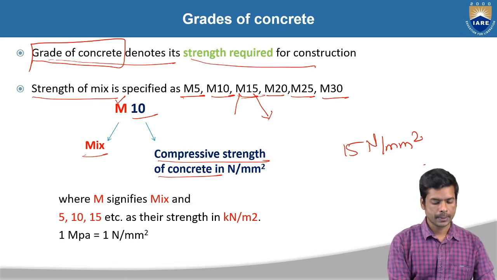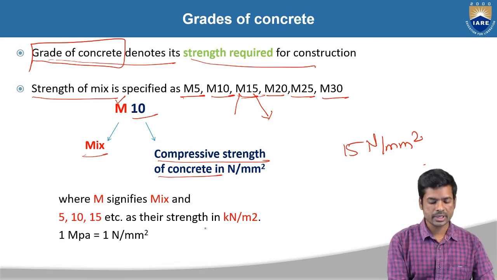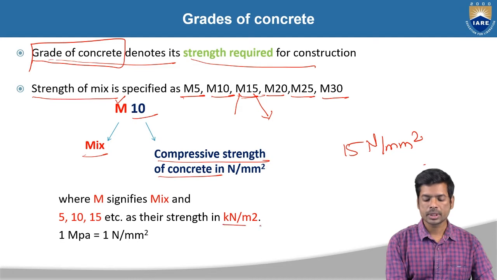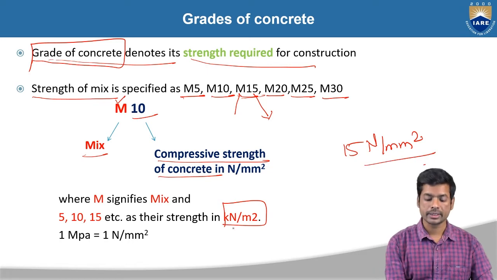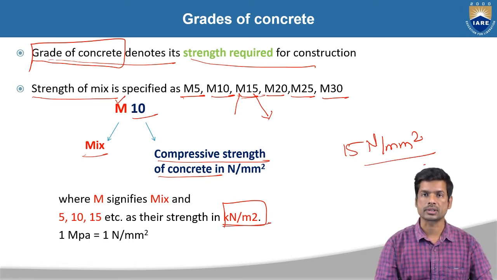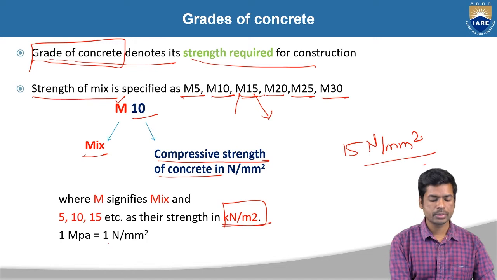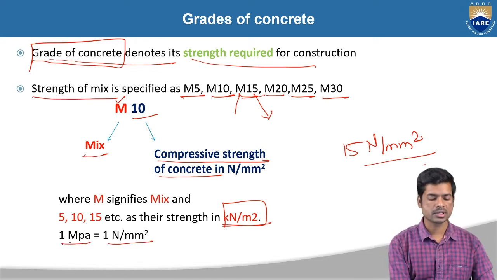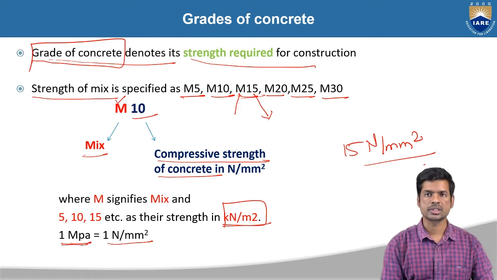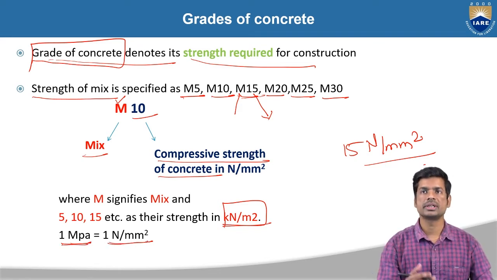Here, the units of this compressive strength are Newton per mm square, and we can also represent it with kilonewton per meter square. 1 Newton per mm square is nothing but 1 megapascal, so we can represent it with megapascal also. So this is about the grade of the concrete.